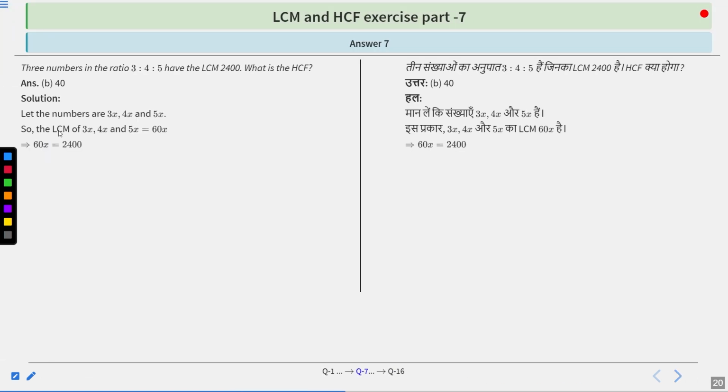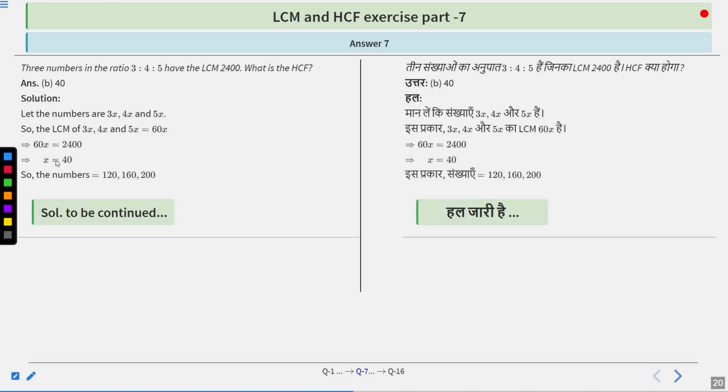Now, if the numbers were in ratio 3:4:5, that means numbers can be 3x, 4x, and 5x. So the LCM of 3x, 4x, and 5x is 60x. But according to the question, the LCM of numbers was 2400. Therefore, we can write 60x is equal to 2400. Therefore, x is equal to 2400 upon 60, that is 40. So we have found the value of x, that is 40. So if x is 40, the numbers are 3 into 40, that is 120, 4 into 40, 160, and 5 into 40, that is 200. So we have found our three numbers, 120, 160, and 200.